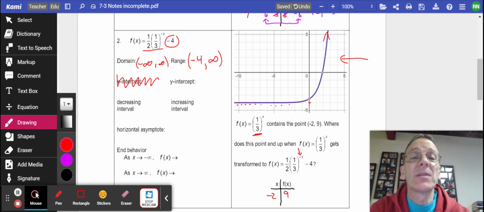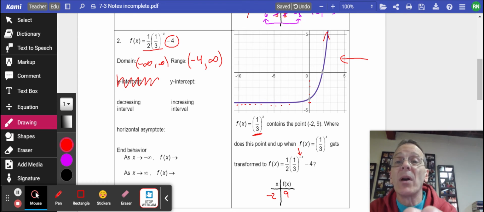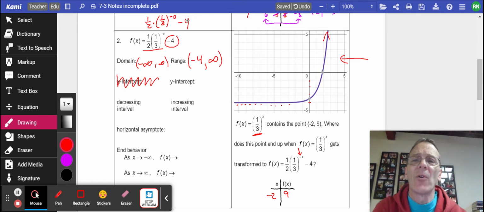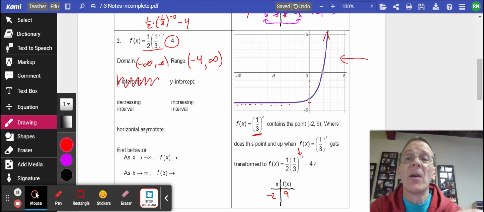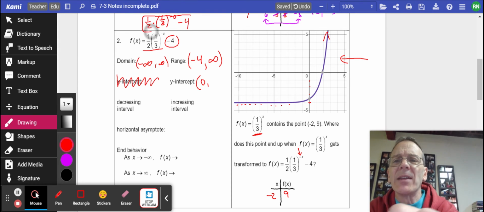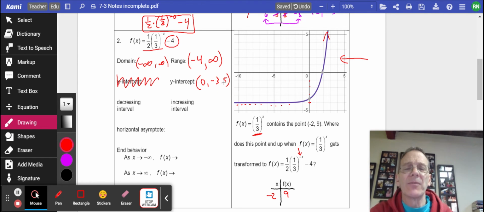The y-intercept: there does seem to be a y-intercept at around -3.5 approximately. How do we find it exactly? Same way we always do, plug 0 in for x. So 1/2 times 1/3 to the -0, minus 4. Well, -0 is still 0. 1/3 to the 0 is 1. 1 times the 1/2 is 1/2. And 1/2 minus 4 is exactly -3.5. You could plug all that into your graphing calculator and let it tell you that the result is -3.5.